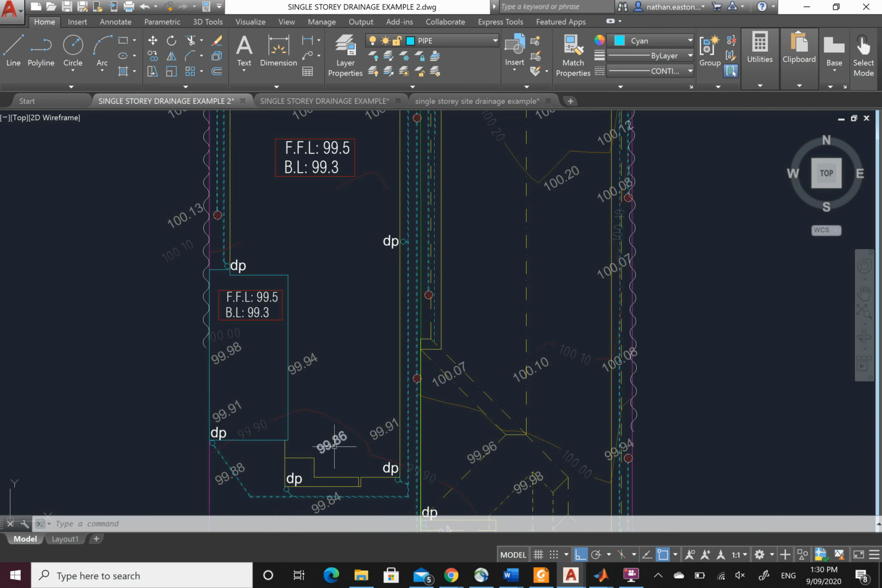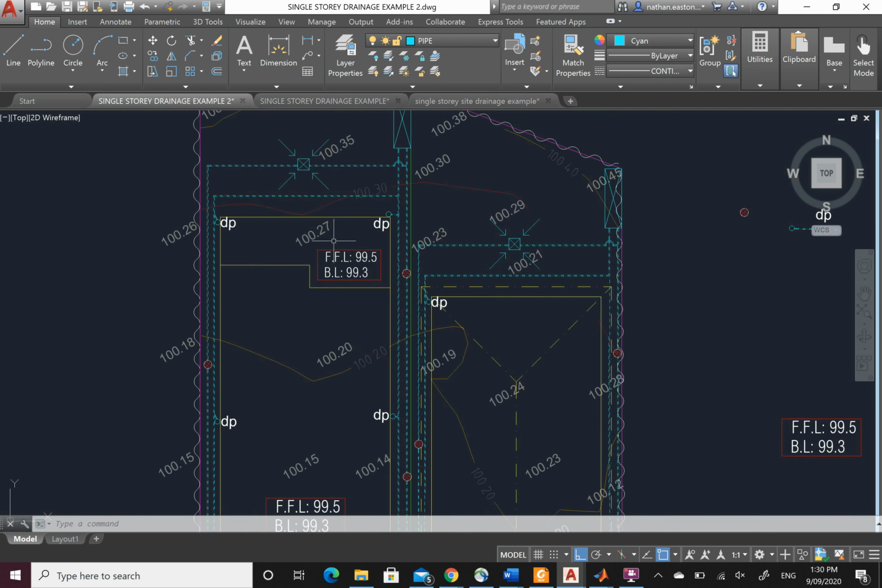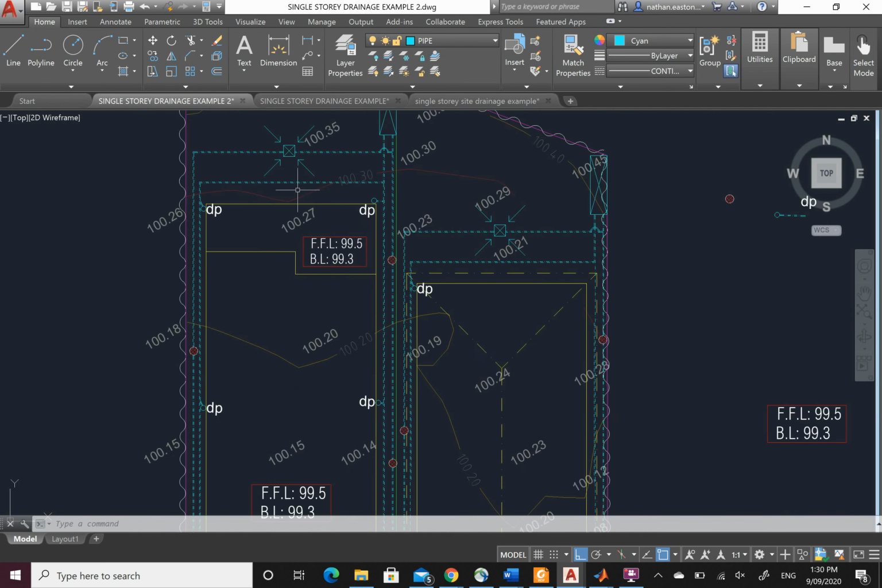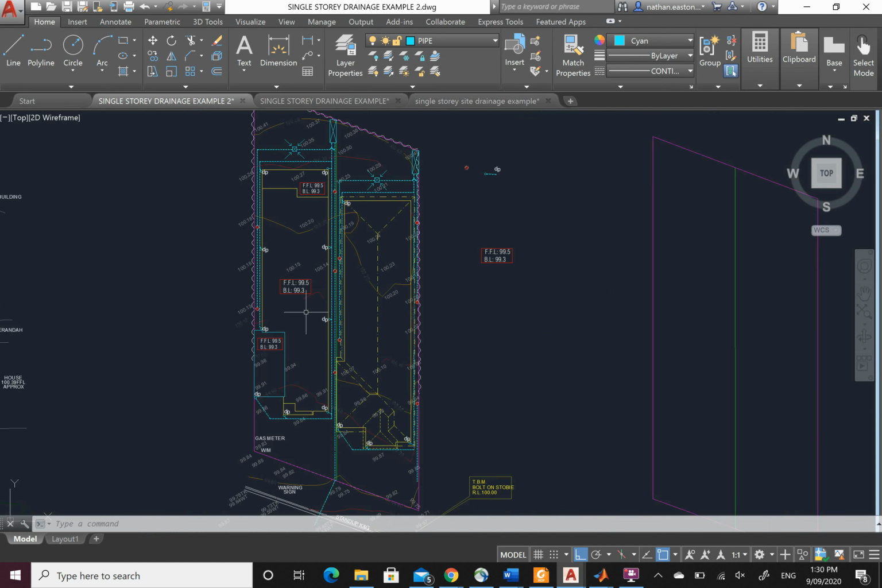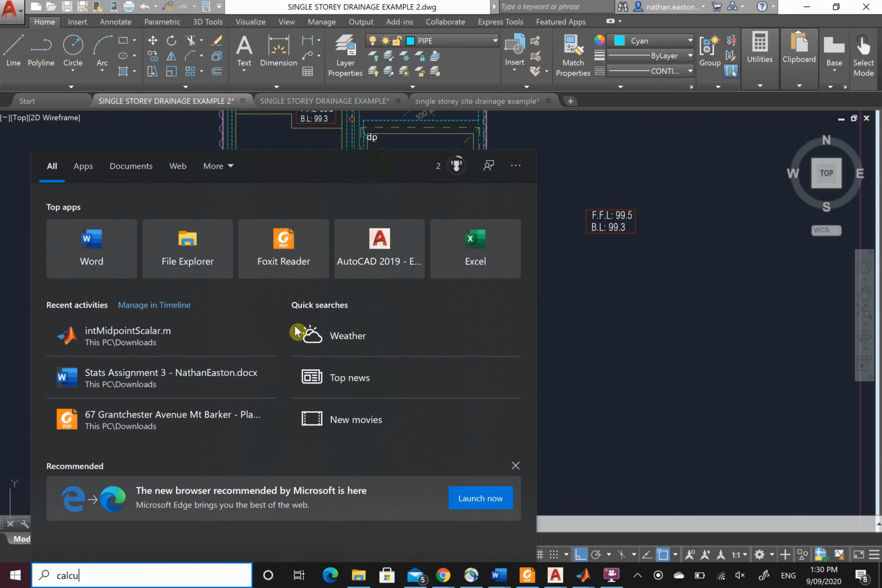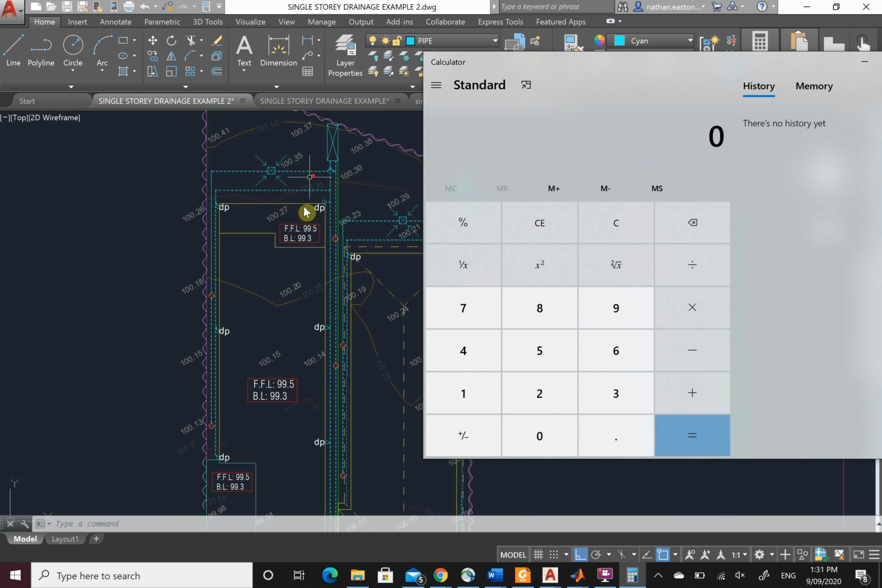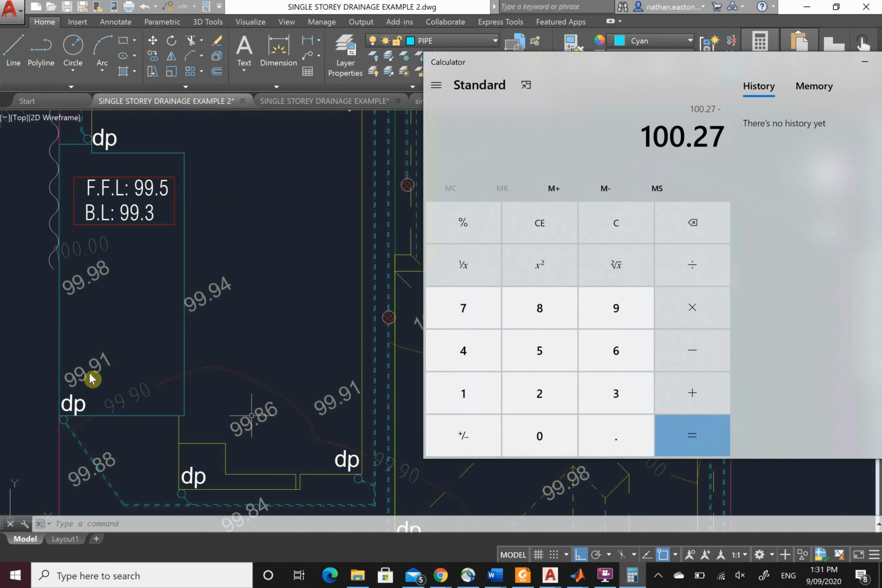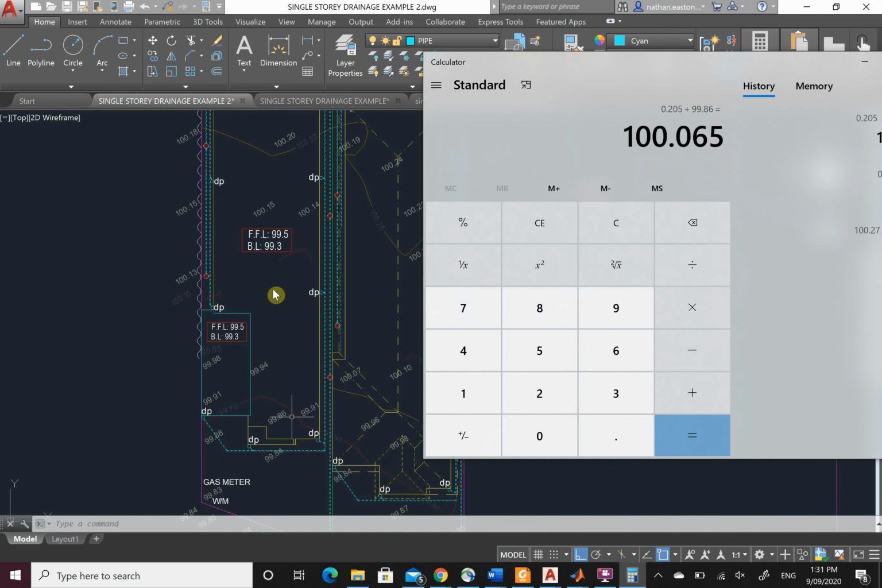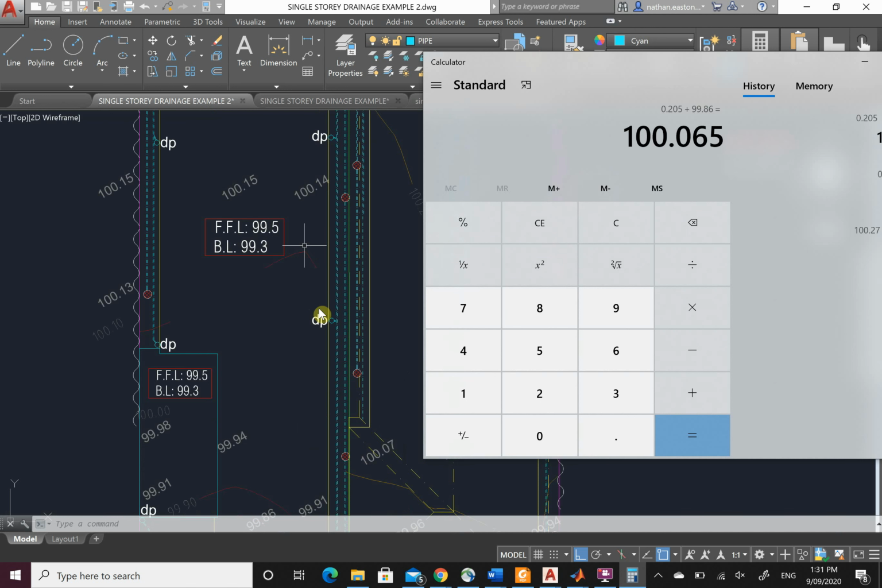So from the front, I have 99.86, 99.91. From the back, 100.27. So what you could do for an initial bench level, you would go to the calculator, and you would go, what was it, 100.27, subtract the lowest point, which is this one here, 99.86, divided by 2, plus 99.86 equals 100.065, which is the halfway mark between the elevation difference.